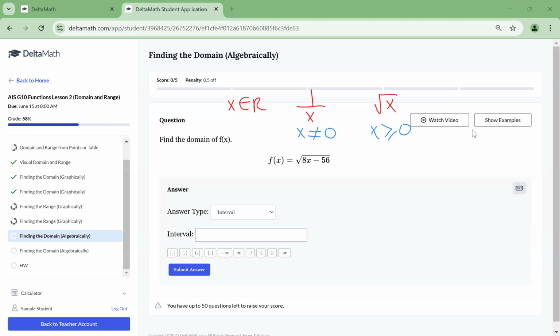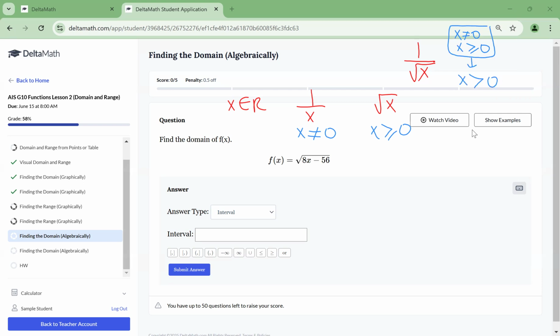So what if you have x in the denominator and under the root as well? Because it belongs to the denominator, x can never be 0. And because it's under a root, x is greater than or equal to 0. If you combine these two conditions together, you get x has to be greater than 0.